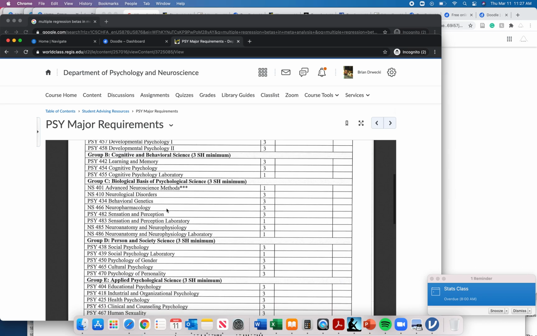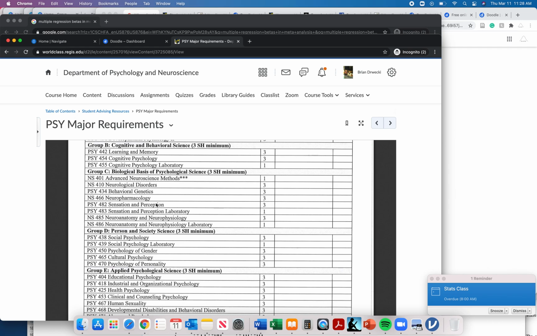In the biological bases of psychological science, this is the field that I am the least expert in, just to put that in perspective. We have some cross-listed classes, advanced neuroscience methods, which you can read more about, or neurological disorders. Interesting courses if you want to take a biological basis of psychological behavior. Advanced neuroscience methods involves surgeries and interesting techniques with rats, so it might be an interesting study there. Behavioral genetics, genes and behavior, I think that's very cool.